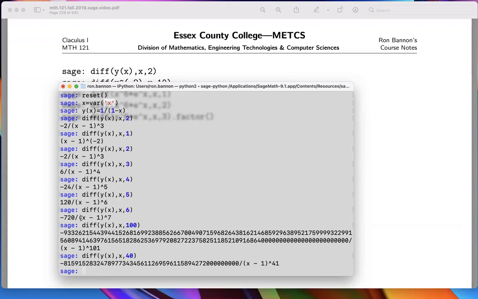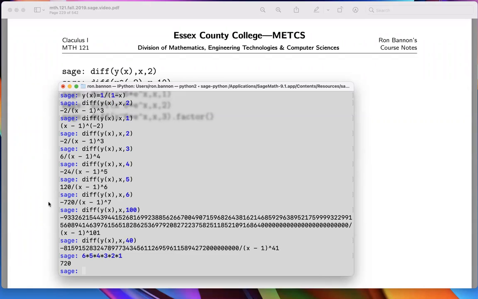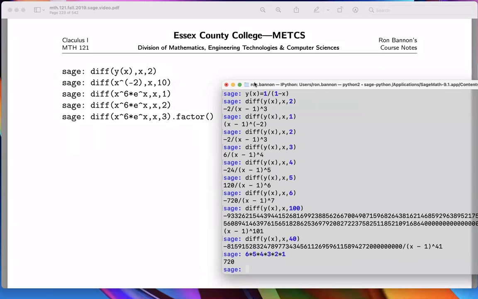For example, if I do 6 factorial, what's 6 factorial? 6 times 5 times 4 times 3 times 2 times 1. That's 720. So this is 6 factorial. I know there's a sign error. What's 5 factorial? 120. 4 factorial is 24, and so forth and so on. So there's really a nice pattern to these problems over here. Really nice pattern.